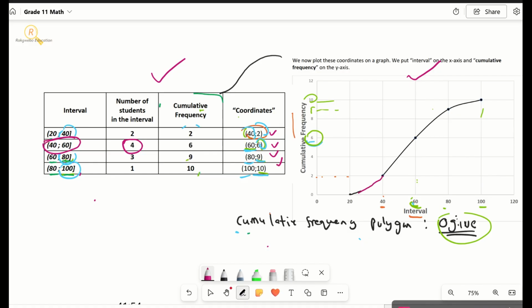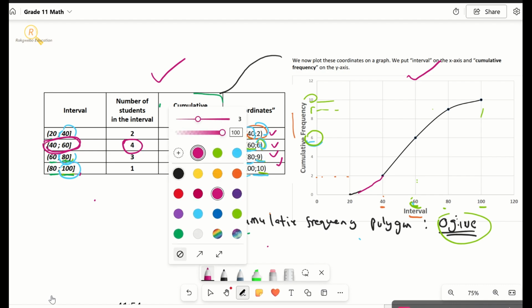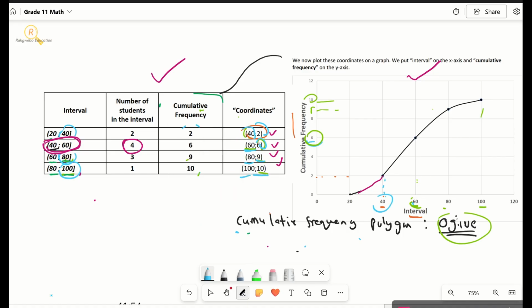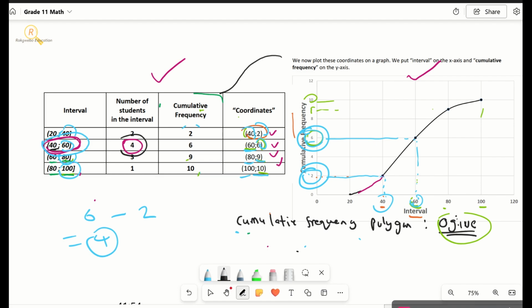So how many learners got a mark between 40 and 60? You go to 40, the lower bound, dotted lines, 2. So this is the number of learners who got 40 or less. You keep it. You go to the upper bound, 60, dotted lines. 6 is the number of learners who got a mark of 60 or less. So now, for the number of learners between 40 and 60, you take 6 minus 2, which gives you an answer of 4. Matches our value from the table.